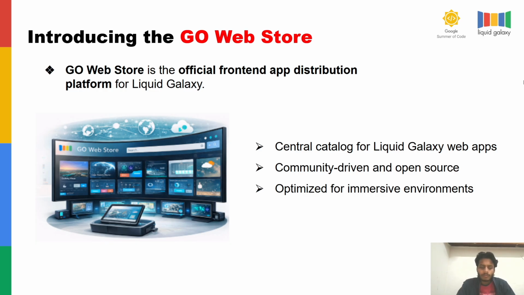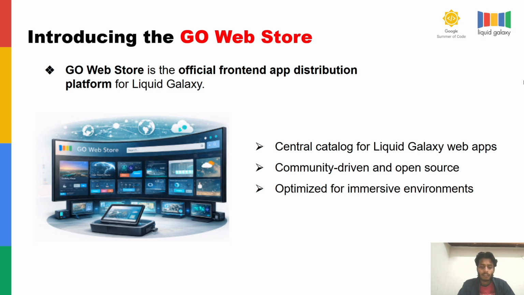Now, let's talk about distribution, which is where the Go Web Store becomes really powerful. Instead of manually deploying applications on each Liquid Galaxy setup, developers can simply publish their apps to the Go Web Store. Once published, Liquid Galaxy systems can easily discover these apps. Updates can be rolled out quickly and maintenance becomes much simpler. This completely resolves the need for complex manual deployment.